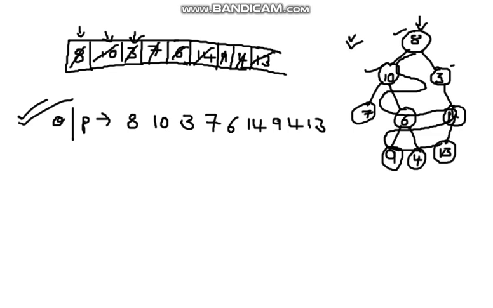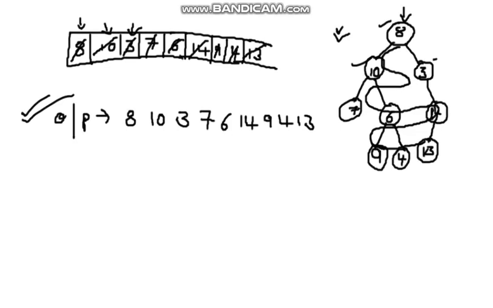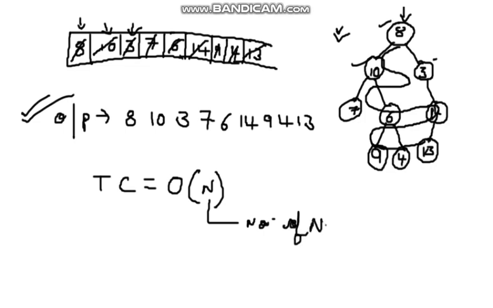So let's write the code for this BFS traversal. Before moving to the coding part, let's analyze the time complexity of this BFS traversal. The time complexity of the BFS traversal is big O of n, where n is the total number of nodes. This is because each node is pushed and popped once in the queue. So this is how O of n is the time complexity of BFS traversal.